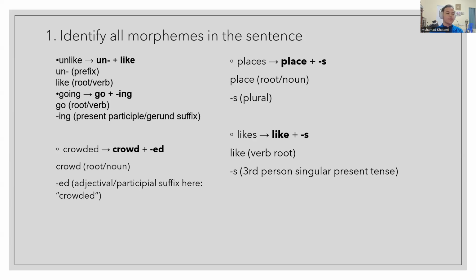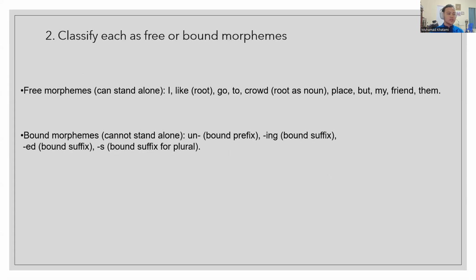morpheme ing, and then also crowded, with the root word crowd, with also the morpheme ed. And then the next is places, with the root word place, and the morpheme s, and then likes, with the root word like, and the morpheme s.